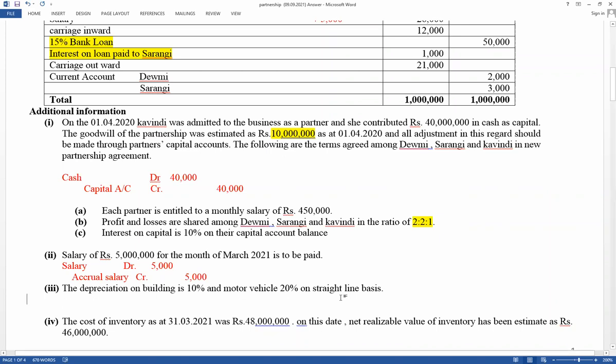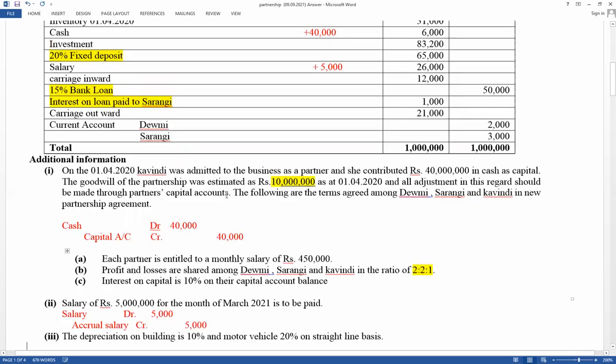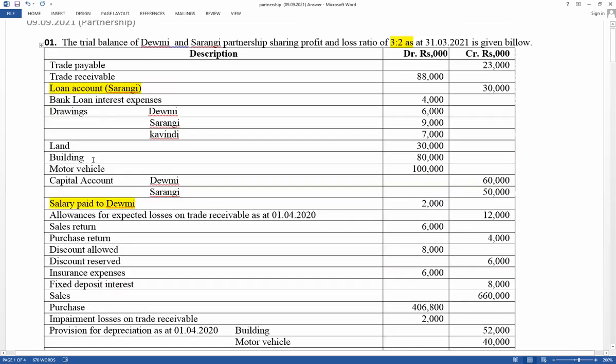But in this example, it has given straight line basis based on cost value. Building and motor vehicle depreciation should be calculated. First one calculates. After that, think how it records. Right? Trial balance available cost value. Building cost value equal 80,000 and motor vehicle cost value equal 100,000. Think trial balance debit side it is given. Based on cost value depreciation should be calculated. This is the cost value, building as well as motor vehicle. Building 10%, motor vehicle 20%.